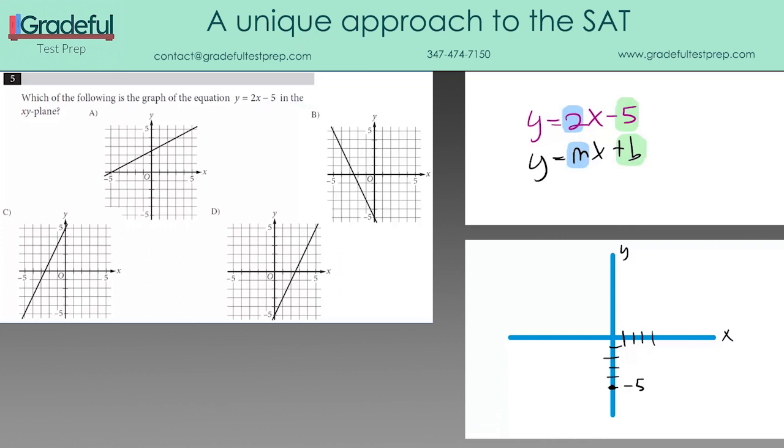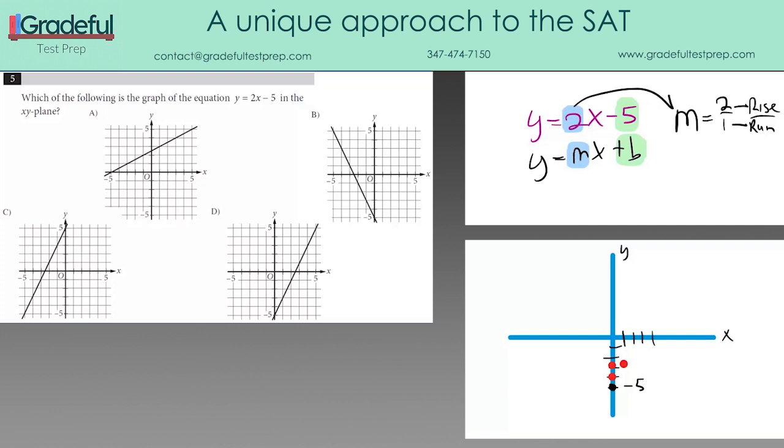Now, by the way, a slope of 2 means the slope is not just 2, but it's actually 2 over 1, because any number is really itself over 1. But because we're talking about the slope as the rise over the run, it's important to really express it as a fraction. So as we go from the y-intercept of negative 5, we're rising and running 2 and 1. So we're going to go up 2 and over 1.